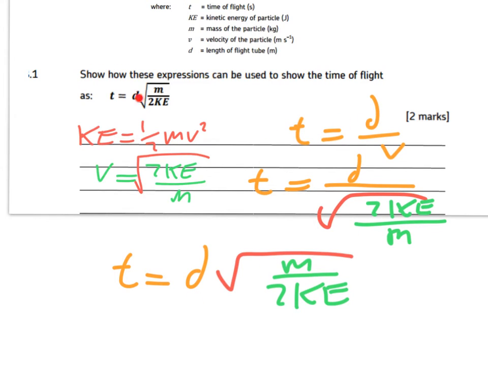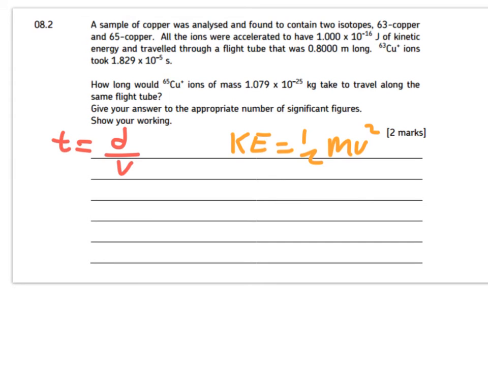Obviously, you're proving this equation by adding these together. You need all of these steps to get there. So pause the video and have a go at this question. In the previous question you were given these two equations, so you won't need to remember these, as I mentioned before, but these are the equations you'll be given. Use these two equations to work out how long it would take to travel along the same flight tube.